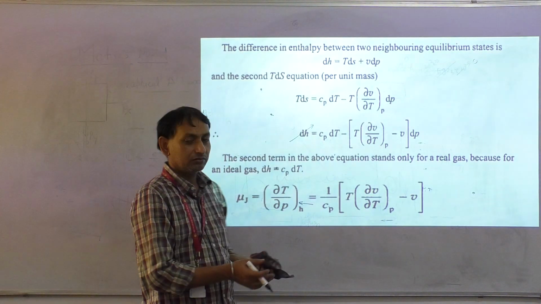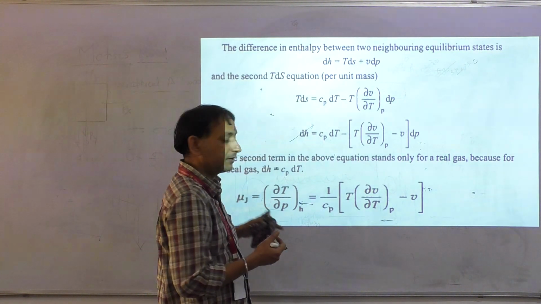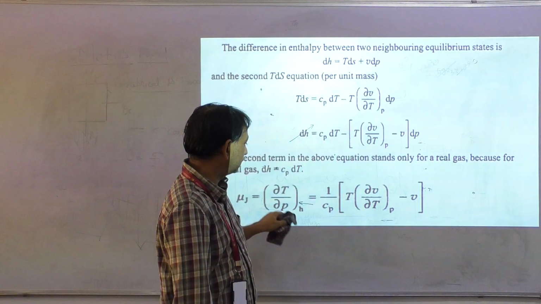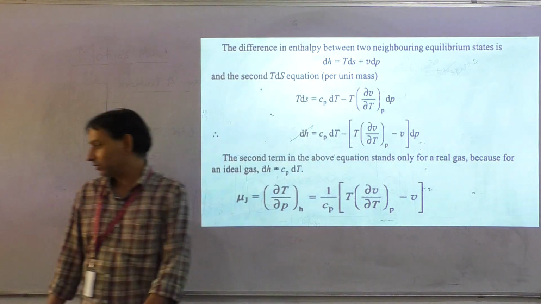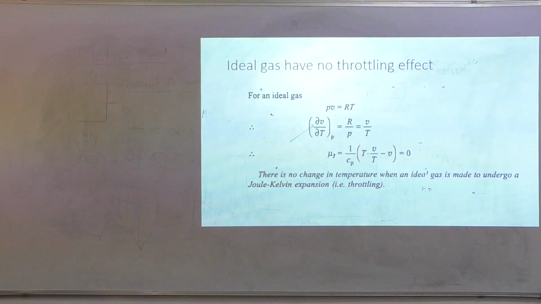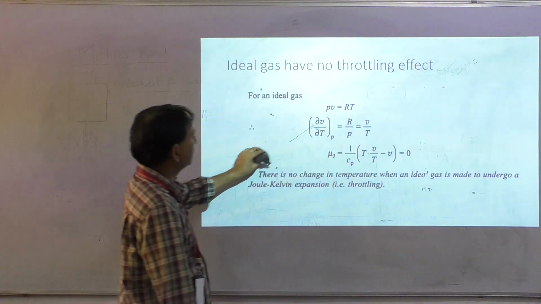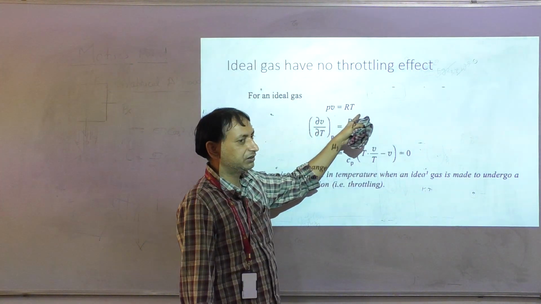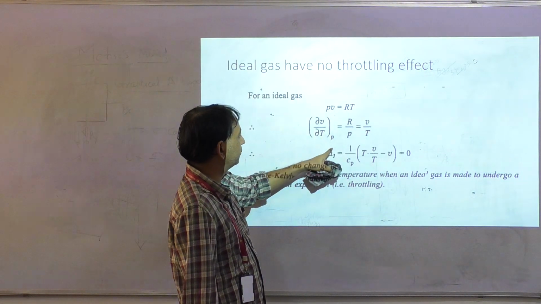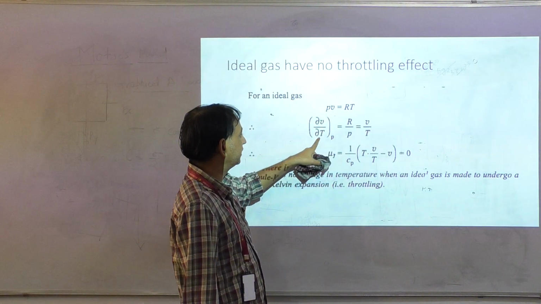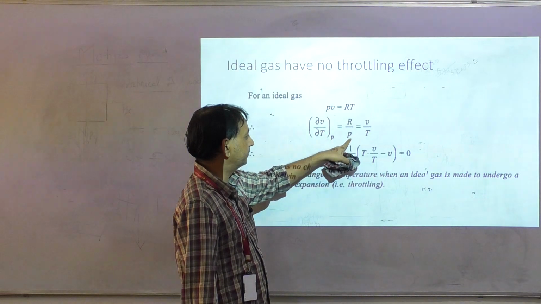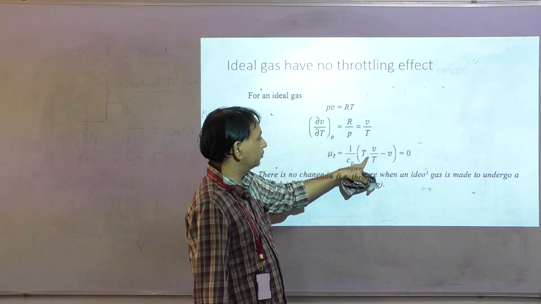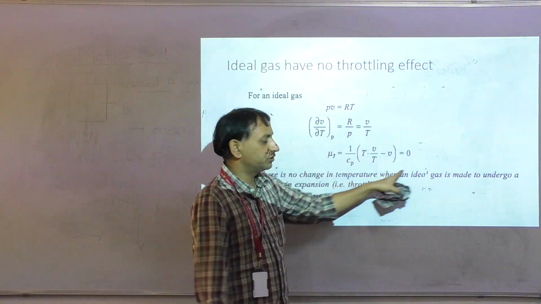Now we will check what the effect on mu J is if an ideal gas is made to pass through the throttling process. An ideal gas is represented by PV equals RT. Differentiating at constant pressure, del V by del T at constant pressure is equal to R by P, and R by P can be written as V by T. Putting this in, T into V by T minus V comes out to be 0.